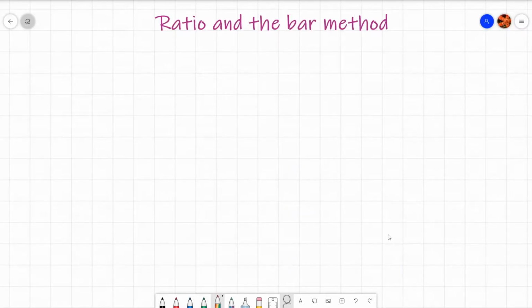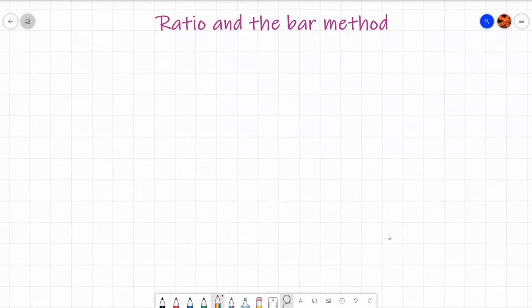Ratio and the bar method. In today's lesson, we will be looking at using the bar method to answer ratio questions. If you would like to have a look at answering more difficult questions, there is another video up on the website regarding using the bar method to solve difficult ratio questions. In today's lesson, we're just looking at answering simple, straightforward questions using the bar method.